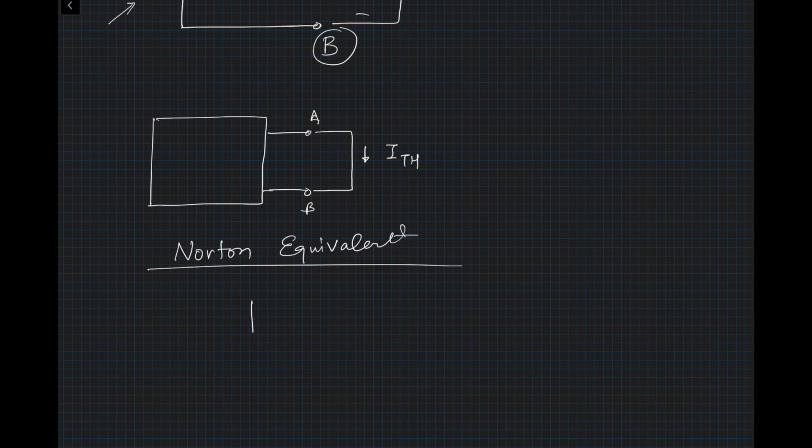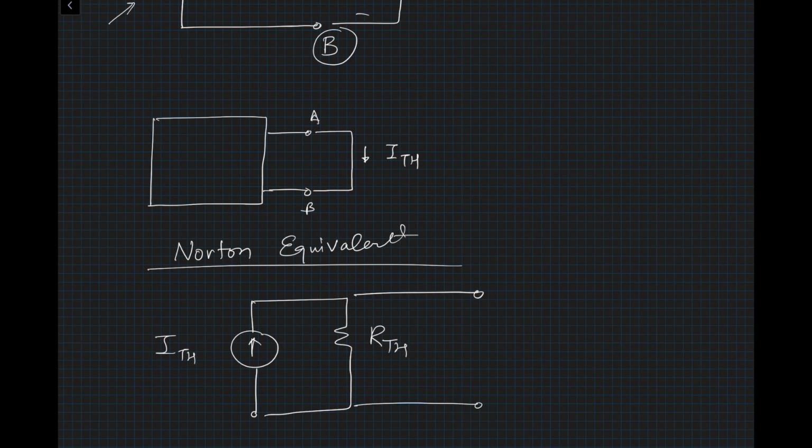So here the Norton equivalent would look like this. This is my current source, ITH, and in this particular case you would put RTH like this, and that becomes your node A and node B. And then you can apply your R load and analyze what's going on inside this circuit. These are real fundamentals that you should be conversant with. If this is all new to you, then please refresh these basics.